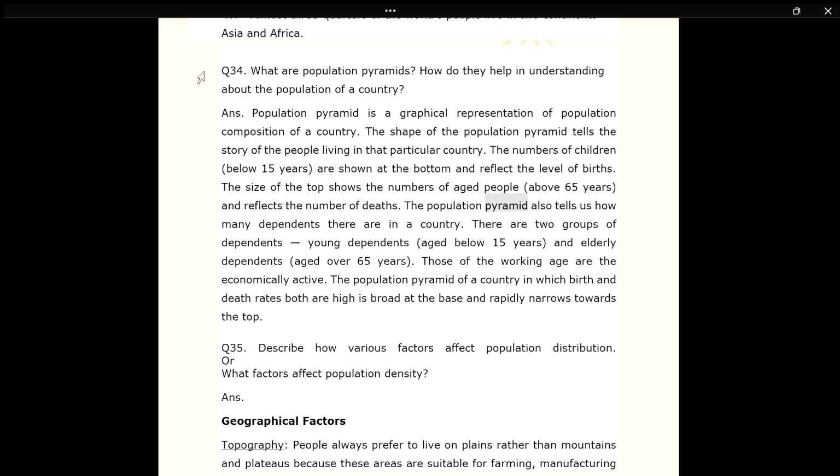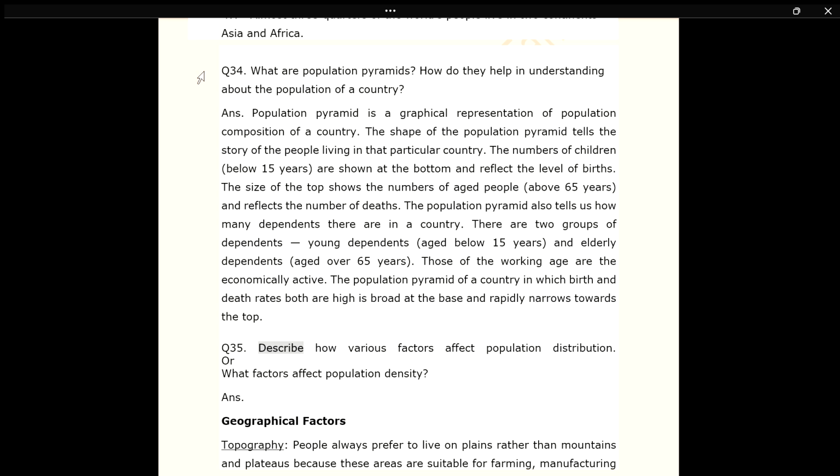The population pyramid also tells us how many dependents there are in a country. There are two groups of dependents: young dependents, aged below 15 years, and elderly dependents, aged over 65 years. Those of the working age are the economically active. The population pyramid of a country in which birth and death rates both are high is broad at the base and rapidly narrows towards the top.